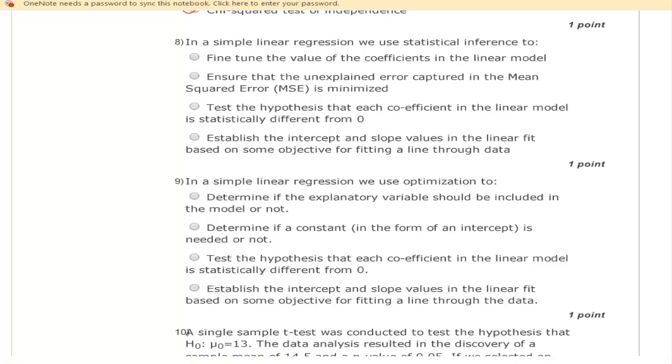So really quickly, the idea behind using statistical inference in simple linear regression, where there's a single input value, is to really see if what we're explaining with the input variable is actually contributing in any specific way towards better understanding the model.